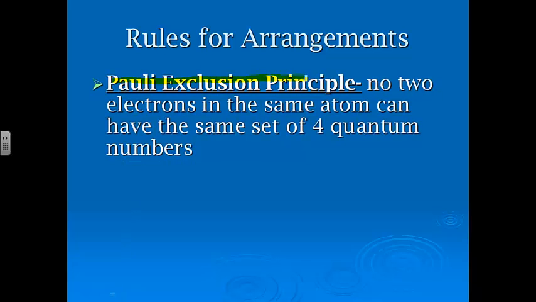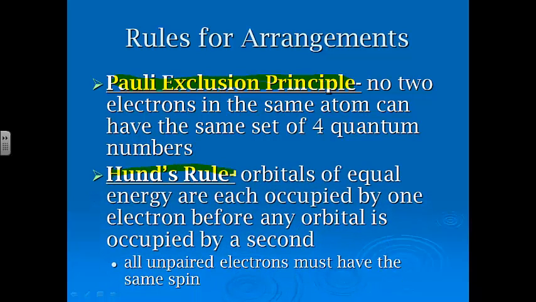Now, the Pauli exclusion principle also states, which we've already talked about, that no two electrons in the same atom can have the same set of four quantum numbers, and Hund's rule is the whole idea that orbitals of equal energy are each occupied by one electron before any orbital is occupied by a second. So for example, if I have a set of 2p orbitals, we're going to fill 1, 2, 3 first, and then come back and double up, which I think most of us remember. And that all unpaired electrons must have the same spin.